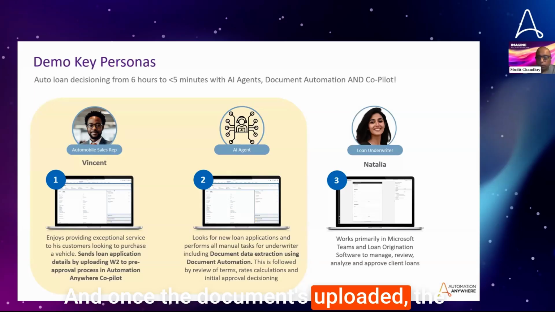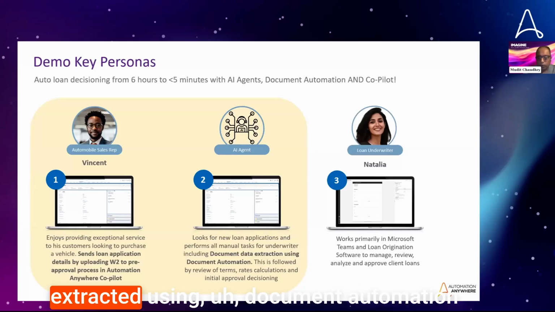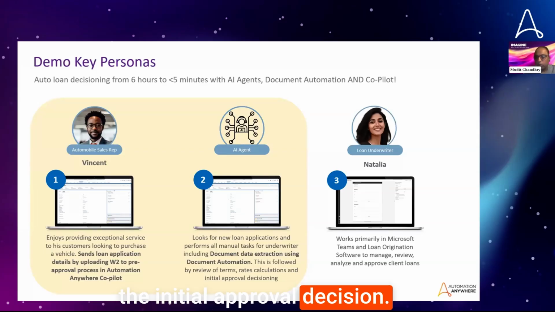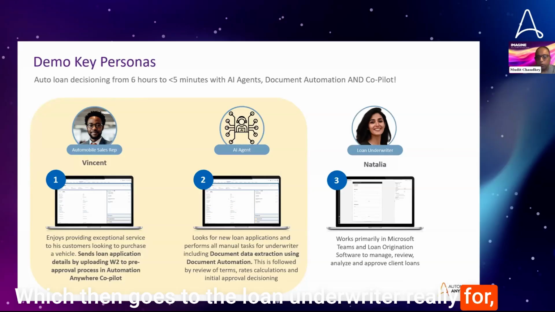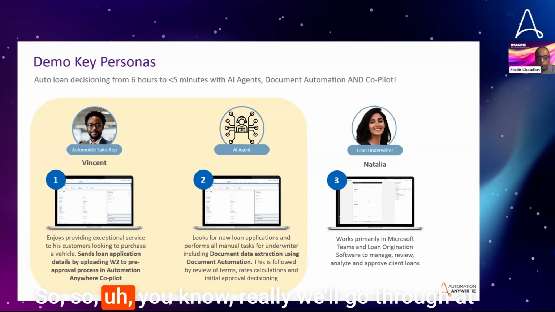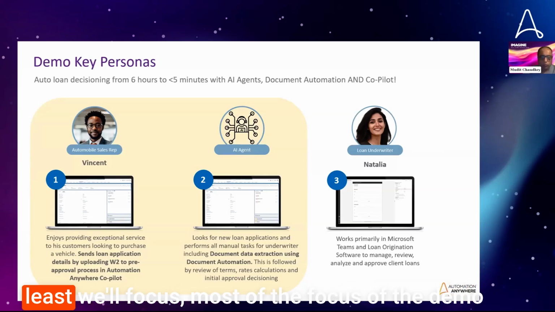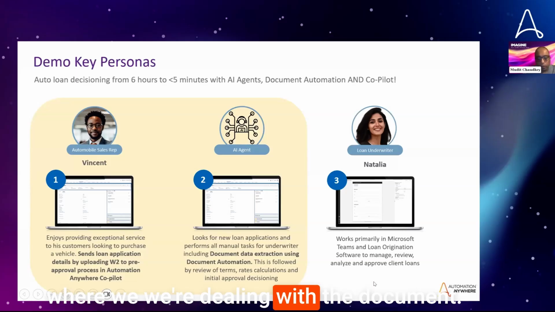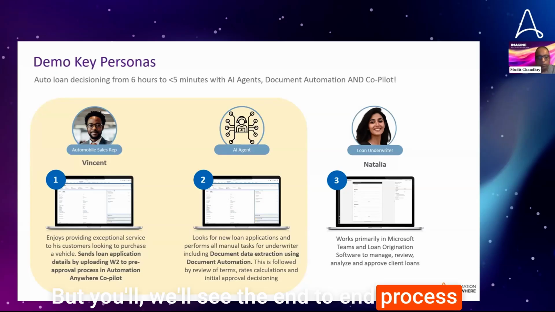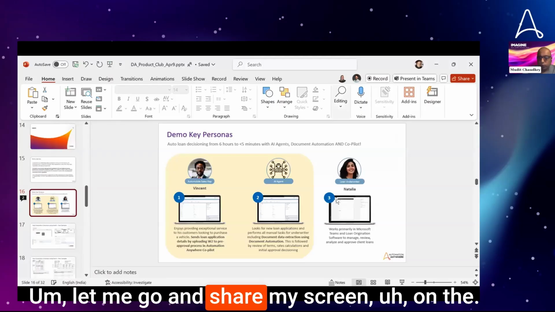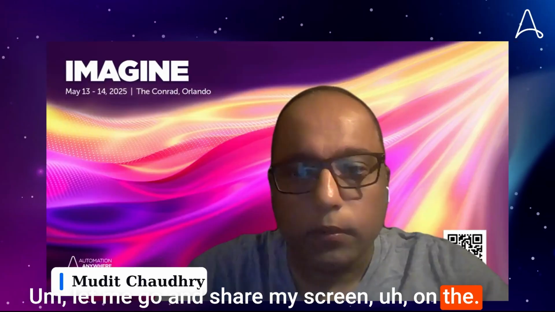Once the document is uploaded, the data is extracted using document automation, passed on and processed by the AI agent to make the initial approval decision, which then goes to the loan underwriter for further processing and approval. Most of the focus of the demo will be on the part where we're dealing with the document, but you'll see the end-to-end process in action as we go through it. So let me go and share my screen.